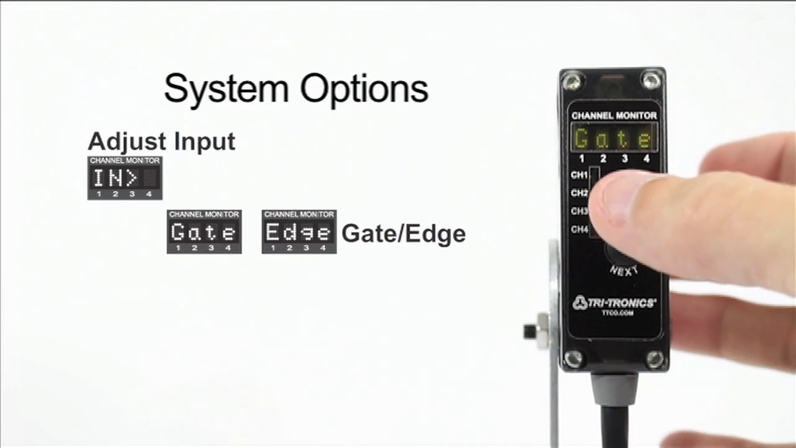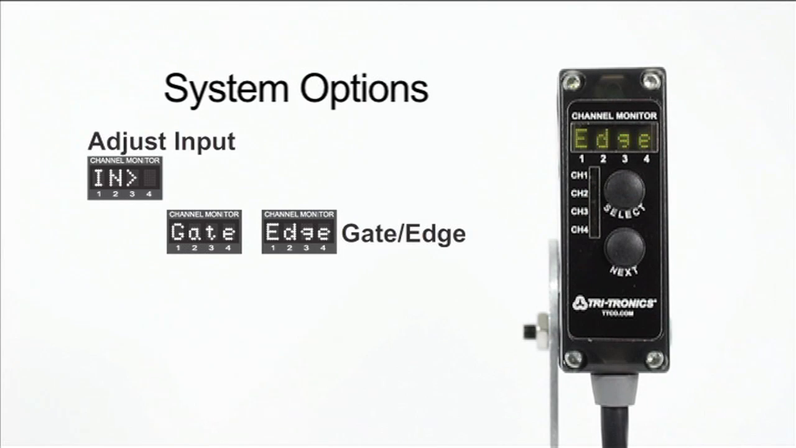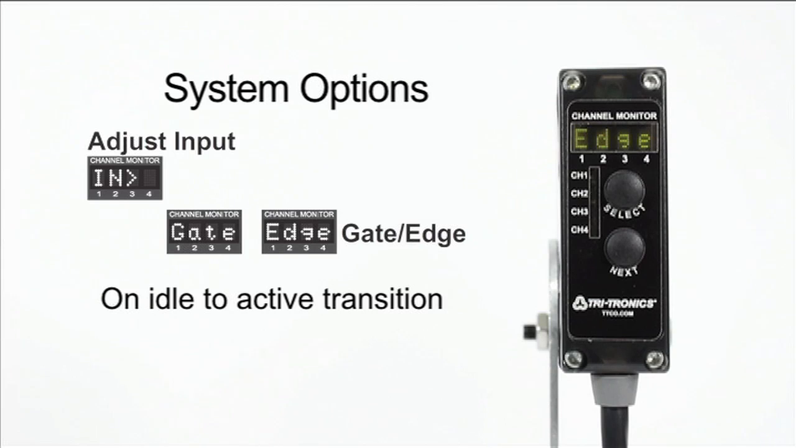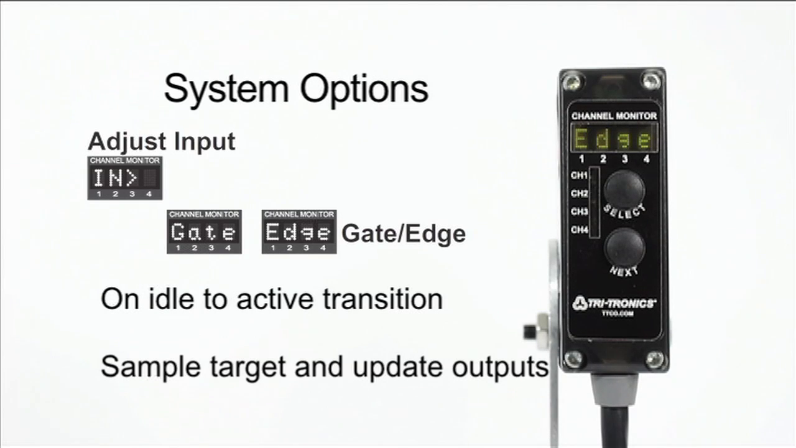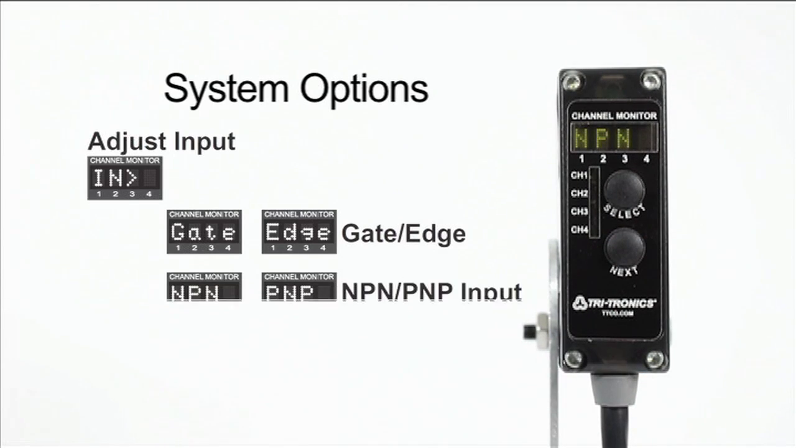In edge mode, the gate input line acts as an edge trigger. On an idle to active transition of the gate input line, the ColorWise will sample the target in view and update the outputs. Press Next to advance to the second option in the Input submenu, Input Type, NPN or PNP.